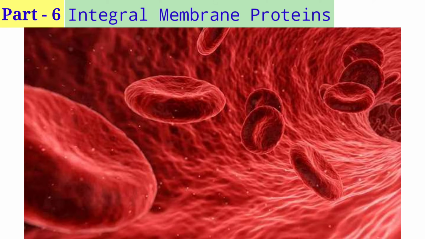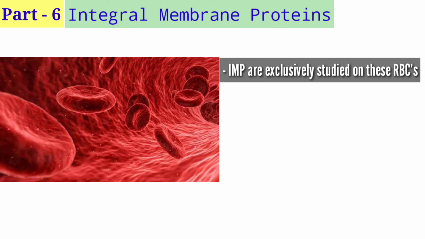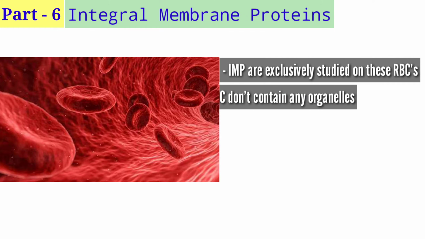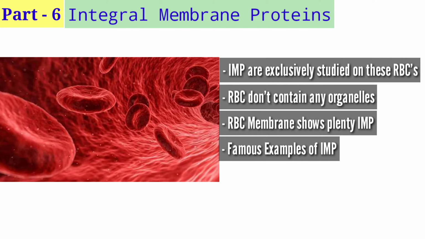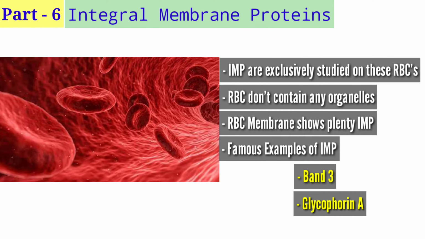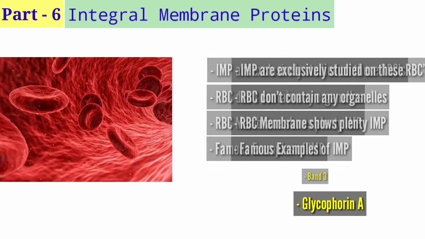The image, well known to everyone, shows the erythrocytes, also known as red blood cells. Integral membrane proteins are exclusively studied on the erythrocyte membrane because erythrocytes do not contain any organelle as such to interfere with the study. That's why the membrane shows an abundant amount of integral membrane proteins. Here we are going to study a case study. The erythrocyte membrane shows band 3 and glycophorin A types of integral membrane protein.